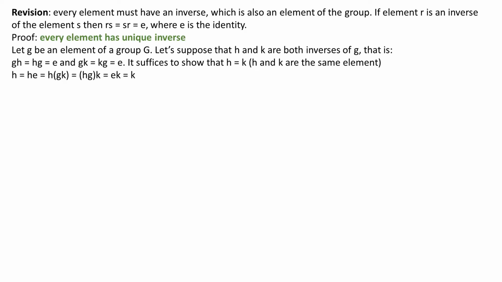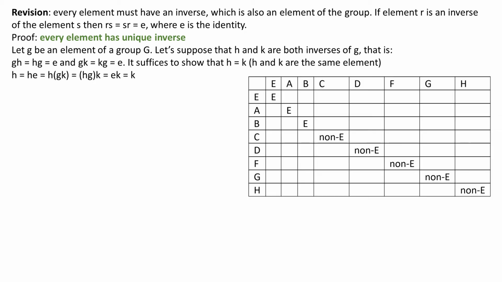Every element has a unique inverse, because if we assumed otherwise, let's say G has two inverses K and H, we would just arrive at the answer that K is equal to H. Knowing that, could you please tell me if this set of 8 elements, E to H, can be a group and why? To clarify the diagram, 3 elements are their own inverses, including the identity element, and 5 elements are not their own inverses, so they must be inverses to one another. Please pause the video and I will discuss the answer in a few seconds.